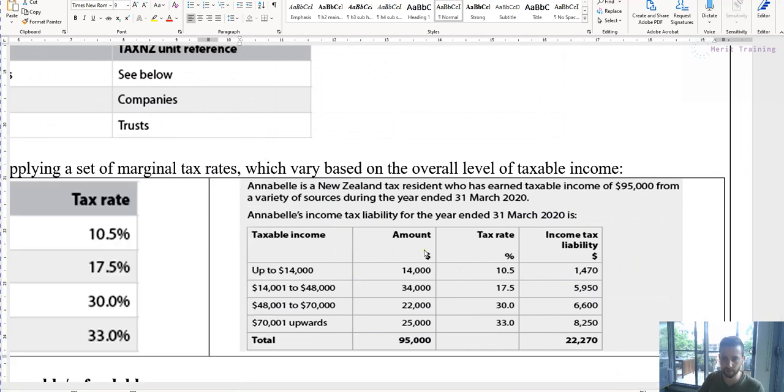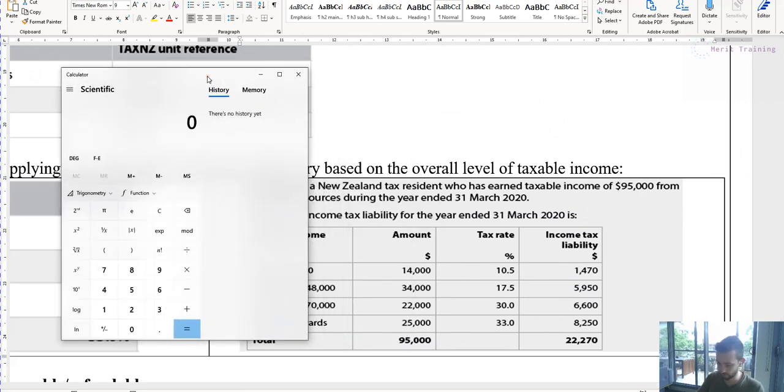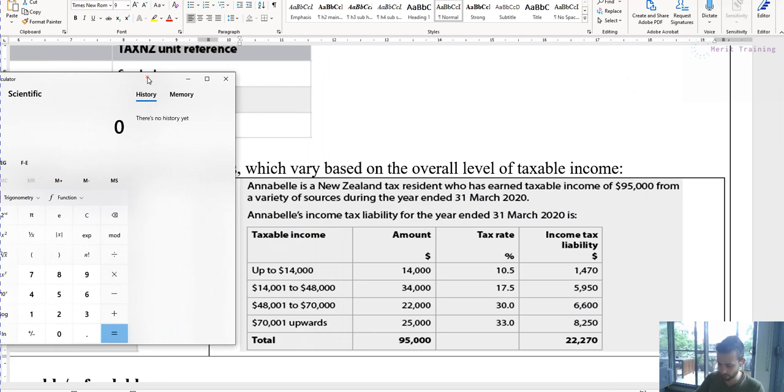And if you don't believe me, let's just do a quick calculation over here so you can see what I'm talking about. It's basically 48,000 minus 14,000.